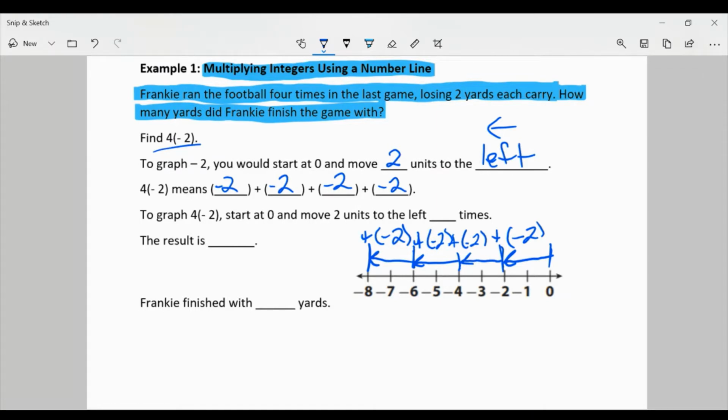To graph 4 times negative 2, we start at 0 and move 2 units to the left 4 times, right? Because it's 4 times negative 2. If I added all of these up together, I'd get negative 8. On the number line, when I moved all the way back from 0, I ended up at negative 8. So the result is negative 8. So Frankie finished with negative 8 yards.